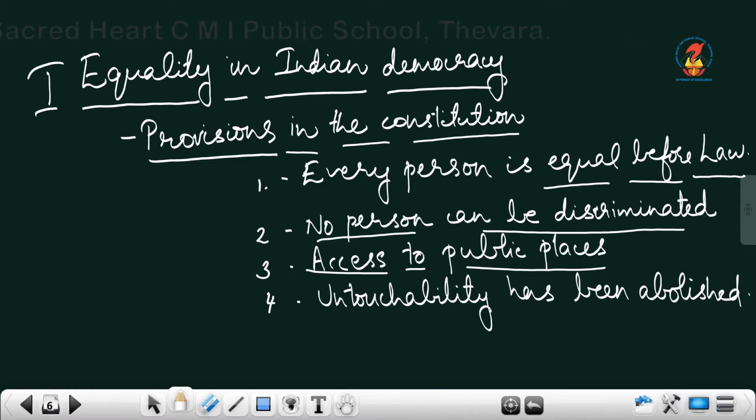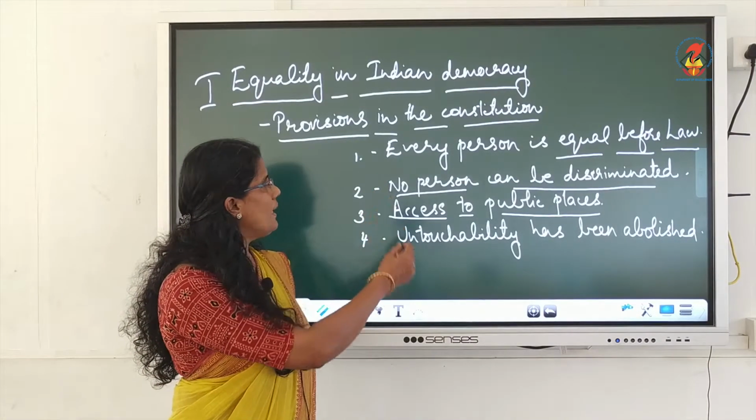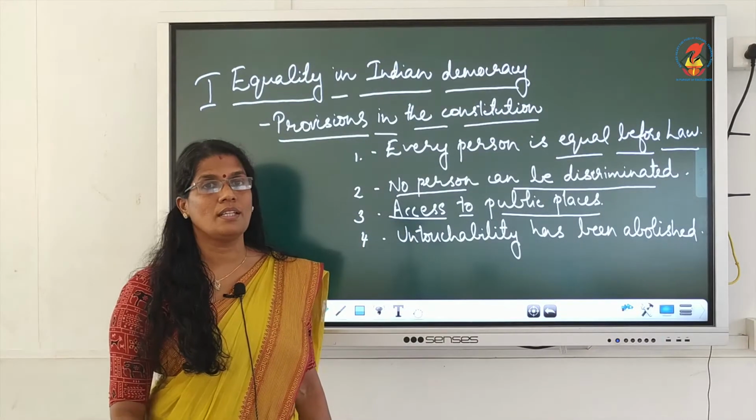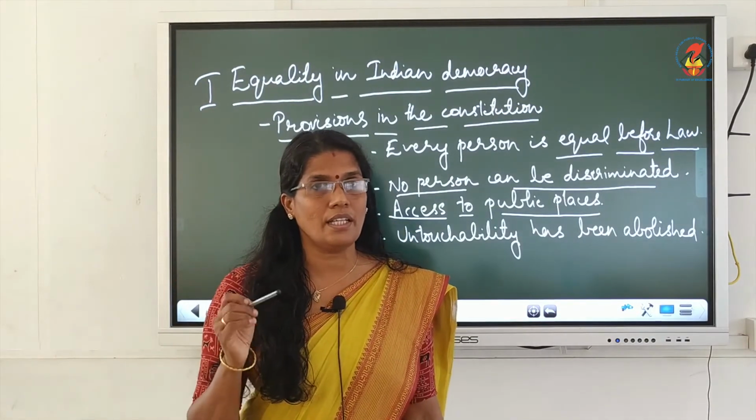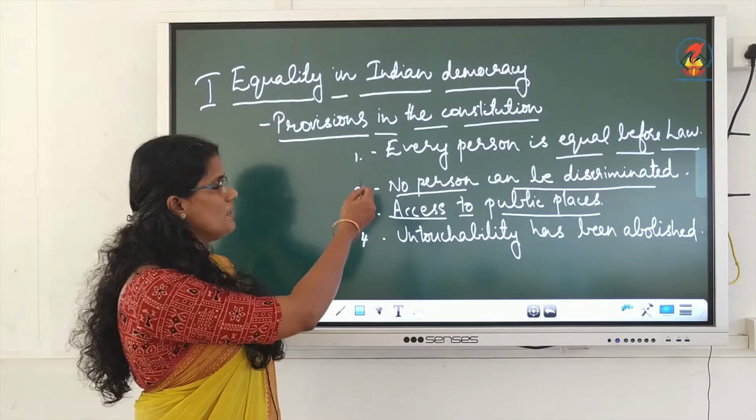Third one, people should have accessibility to public places. Everyone should have accessibility to public places. And fourth one, untouchability has been abolished. All these are guaranteed through the Indian constitution. There are laws written in the Indian constitution to protect these things.